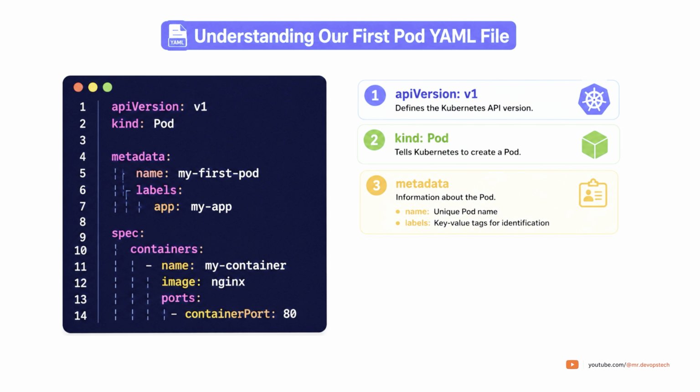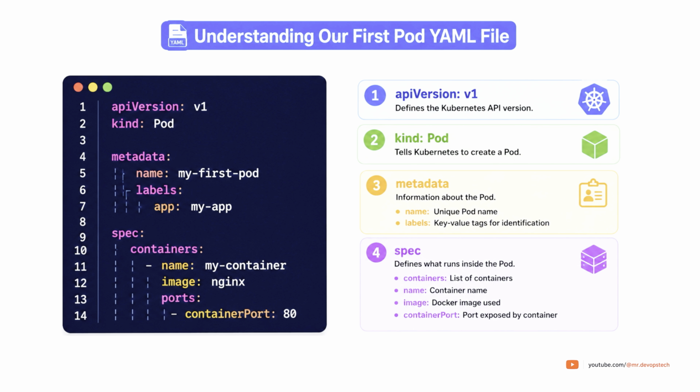Third, we have metadata. Metadata is the information about the pod, and within the metadata, we have name: my-first-pod. This is the name of our pod, and then we have labels. Labels are key value pairs that we attach to the pod, and we will use these later for deployments and services.